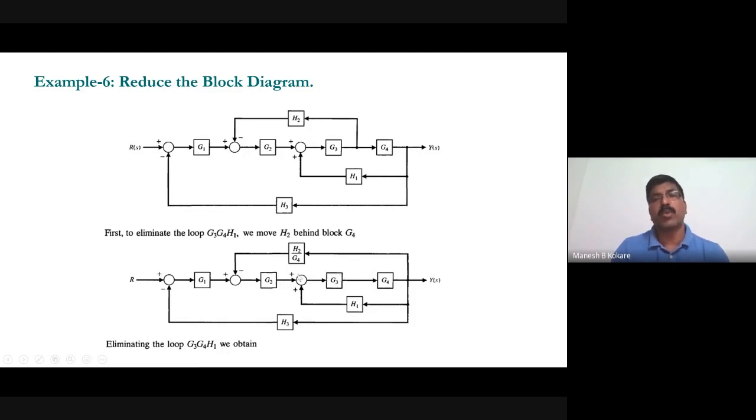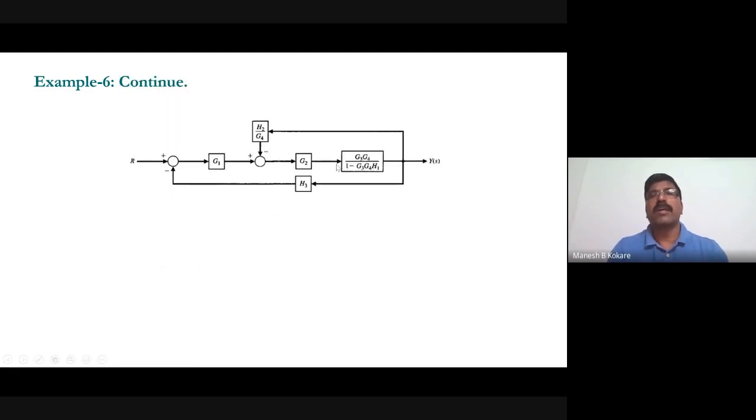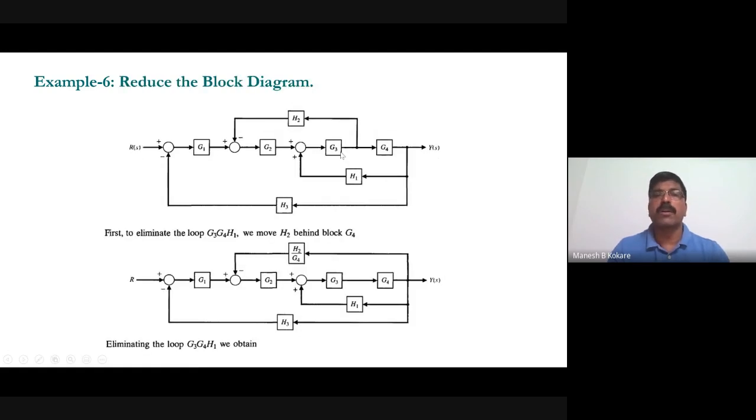So you can reduce that one into a single block by just multiplication of it, and then after that this will be in loop with this one. So let us go step by step here. Okay, so you got this one by eliminating these three blocks into a single block.